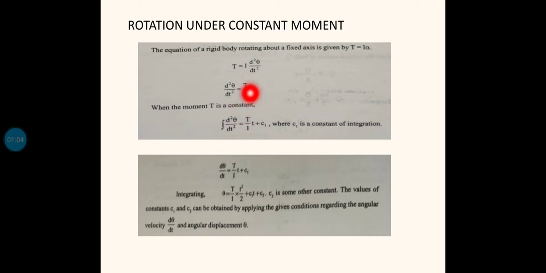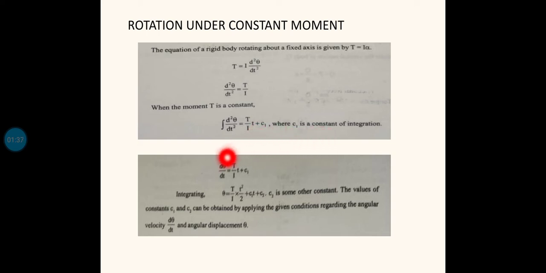Now here T and I both are constant. Integrating on both sides, we have the integral of d²θ/dt² equal to the integral of T/I on the right side. Integrating the left side, the integral of d²θ/dt² becomes dθ/dt. On the right side, since T and I are constants, it becomes T/I into t plus c1, where c1 is the constant of integration.